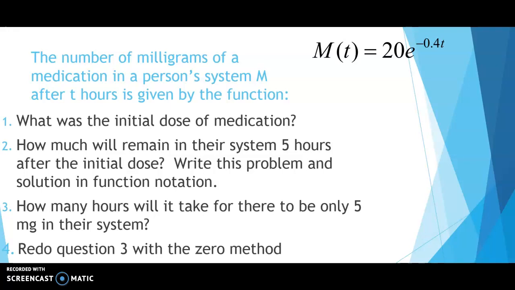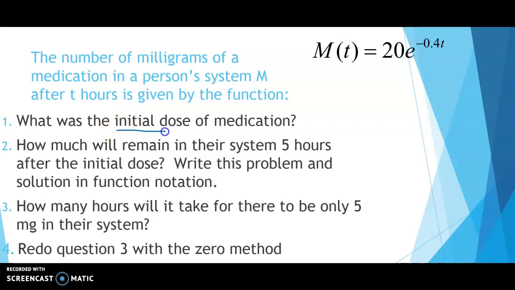Hello, we are looking at a math problem that calculates the number of milligrams of a medication in a person's system, which is M, after T hours after it is given. So up here we have our function M, number of milligrams based on time after it was given, is equal to this formula. The first question that we're asked is what was the initial dose of medication?